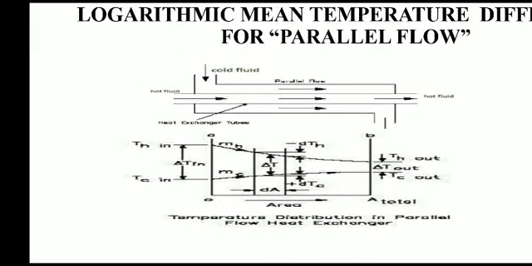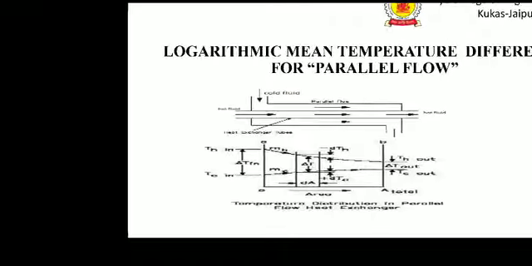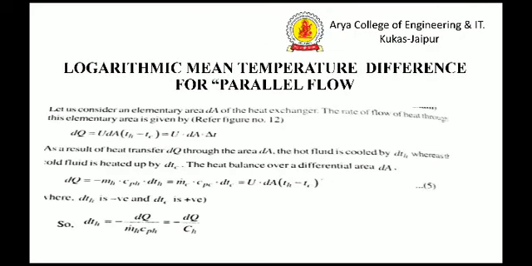Now we will calculate the LMTD for parallel flow heat exchanger. So let us consider elementary area dA of the heat exchanger. The rate of flow of heat through this elementary area is given by dq is equal to U dA (Th minus Tc), that is equal to U dA delta T. As a result of heat transfer dq through the area dA, the hot fluid is cooled by dTh, whereas cold fluid is heated by dTc.